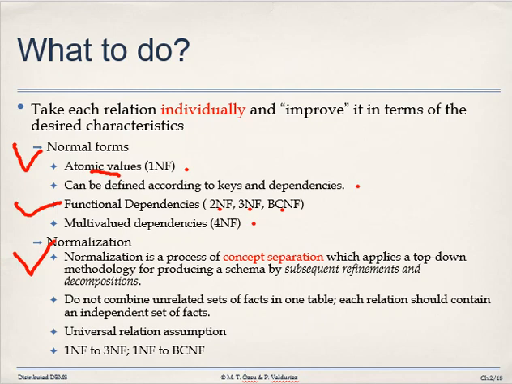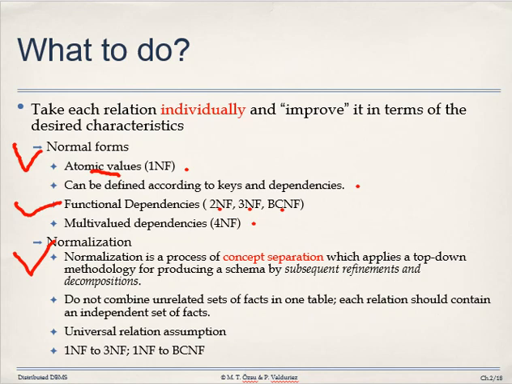Normalization is a process of concept separation which applies a top-down methodology for producing a schema by subsequent refinement and decomposition. So what is normalization? It is a process of concept separation. Separation in the sense that up to this point we have one large table or one large relation. Now in the normalization process we have to split that large table into a number of smaller tables.